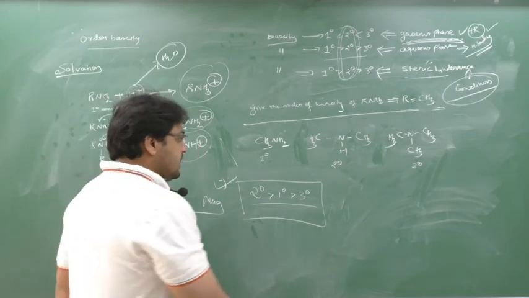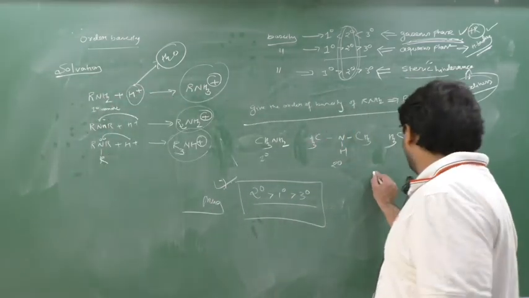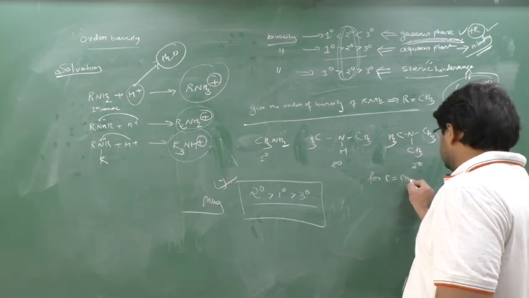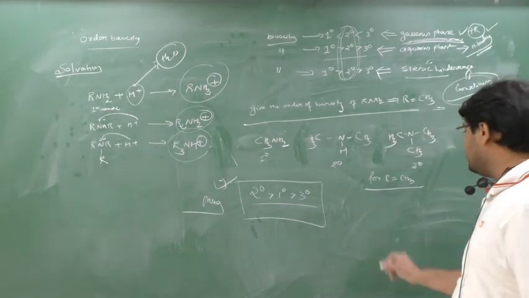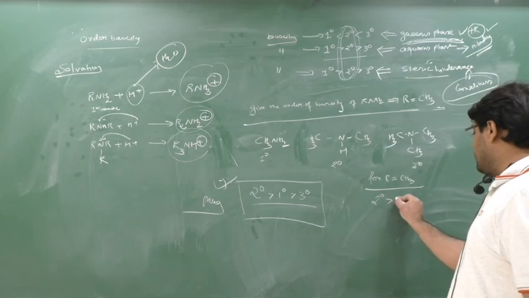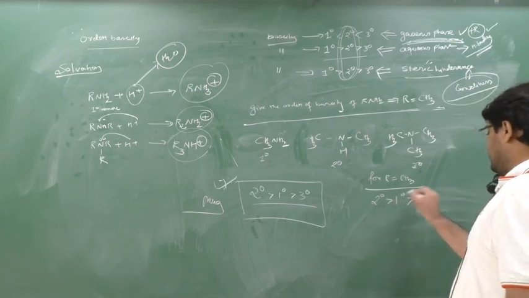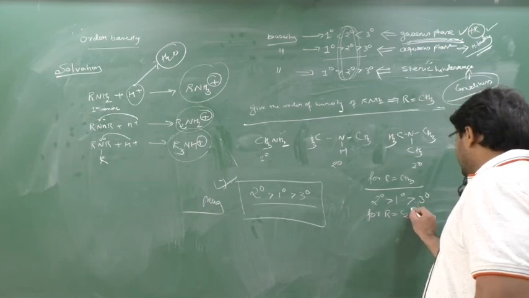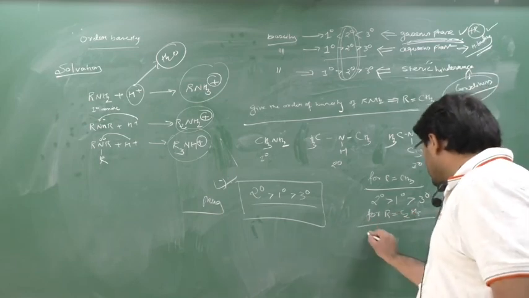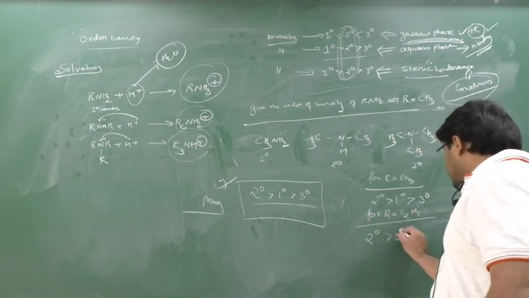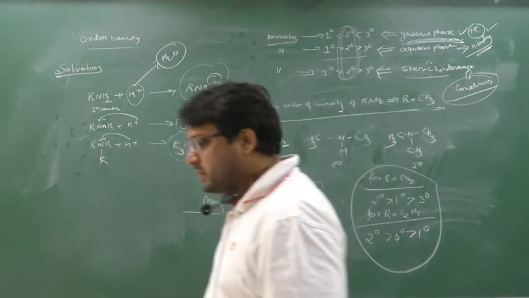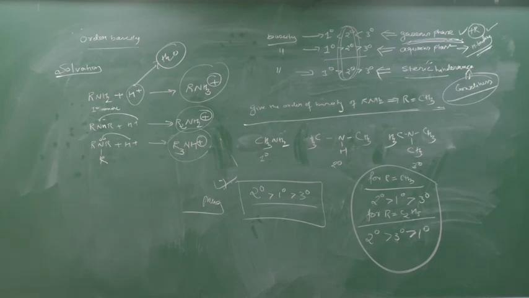Clear? Chalo, once more I am writing. For R equal to methyl, who is more basic, beta? 2 degree is more basic than 1 degree than 3 degree. For R equal to ethyl, 2 degree is more basic than 3 degree than 1 degree. If you remember this, you can easily get 4 mark MCQ answers. You have to mug it up.